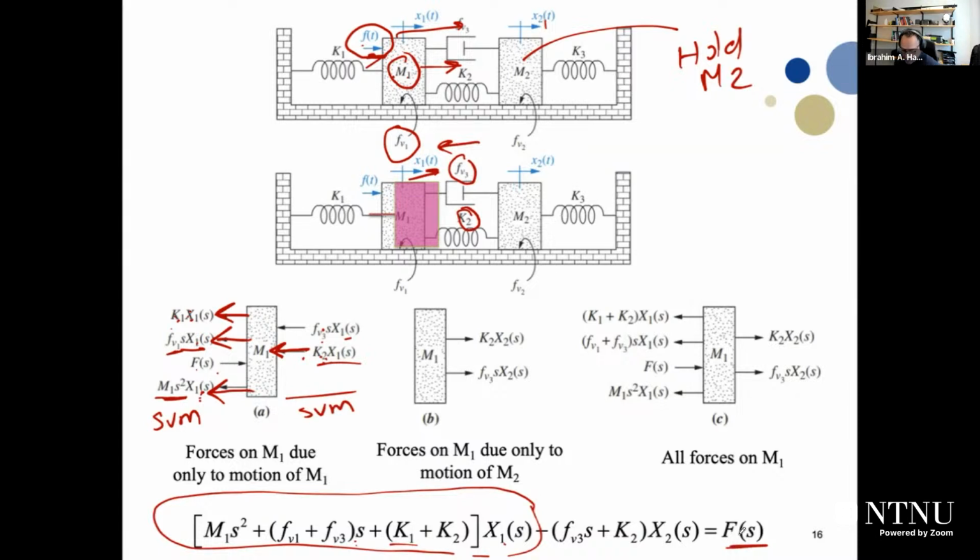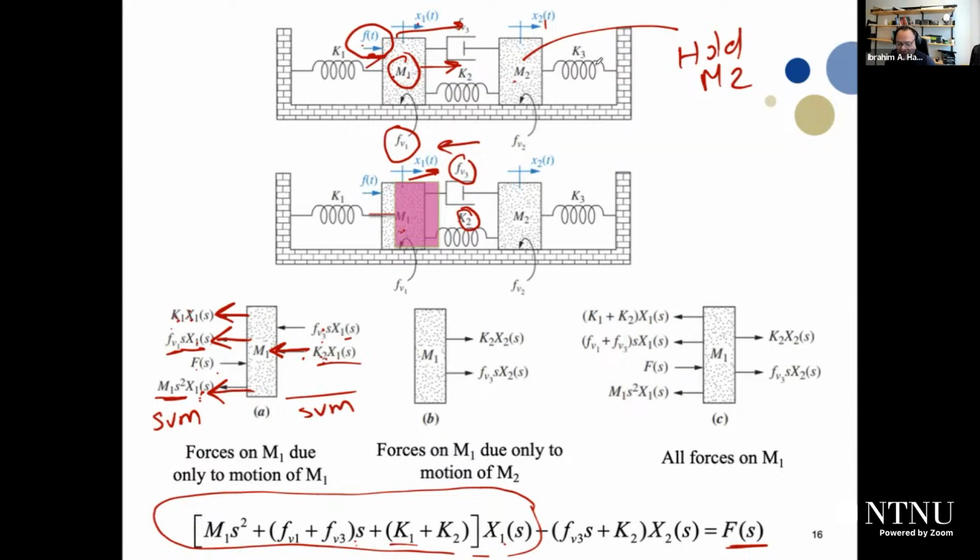But there is something missing, right? We use something called superposition, and to use this superposition, we need also to hold M1 and move M2 to the right side. If we hold M1 and just move M2 to the right side, what will happen? In fact, X2 will change, X1 will stand still, it will be 0 because we are holding M1, but we are just moving M2 to the right side.